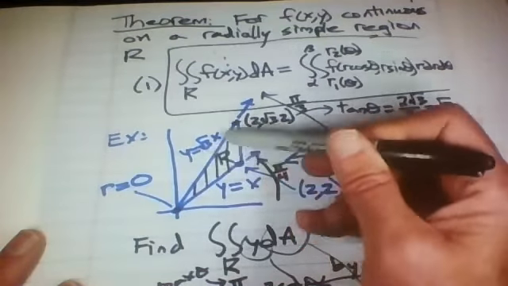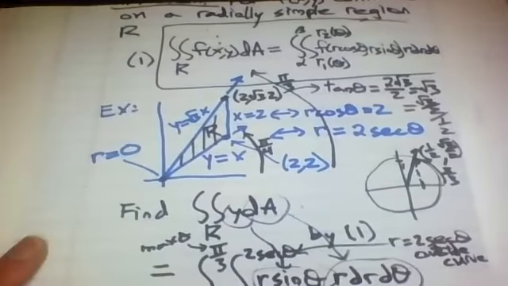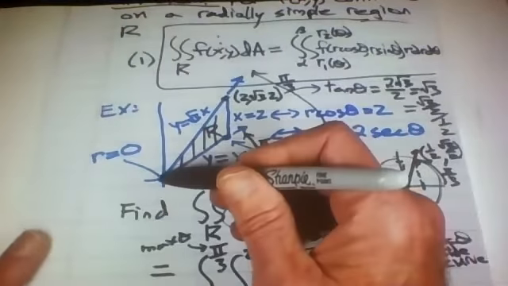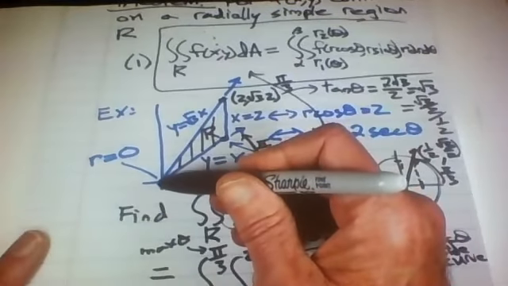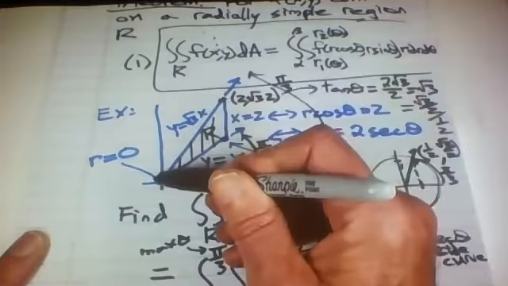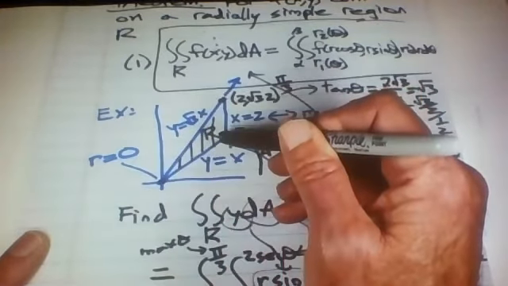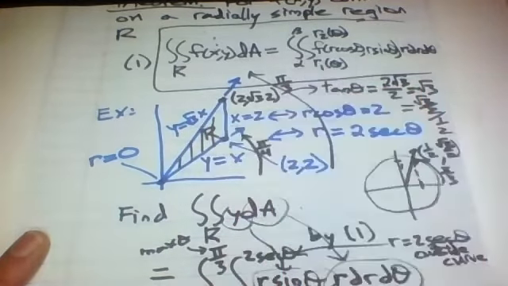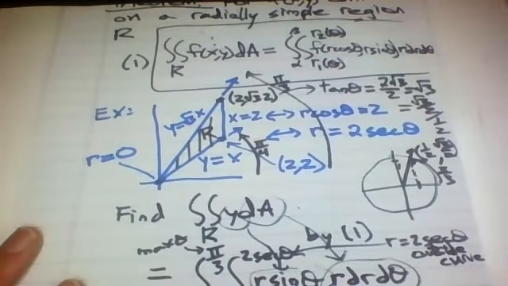Sometimes I have to slow down. Slow me down if I start to misspeak there. All right, so that makes sense. I can also call it a radially simple region because it goes between two angles, and an inside curve and an outside curve. The trick is you have to rewrite those all in polar coordinates, right? And that's a little bit of a challenge.